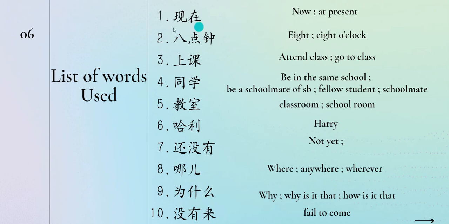So this one is here, the first one, 现在. It stands for now, at present, at the moment. 8点钟, 8 o'clock. 上课, attend a class or go to class, or the class begins. 同学们, 同学, be in the same school, be a schoolmate of somebody, fellow student, schoolmate. 教室, classroom, schoolroom. 哈里, Harry. 还没有, not yet. 哪儿, where, anywhere, wherever. 为什么, why is that, how is it that. 没有来, fail to come.